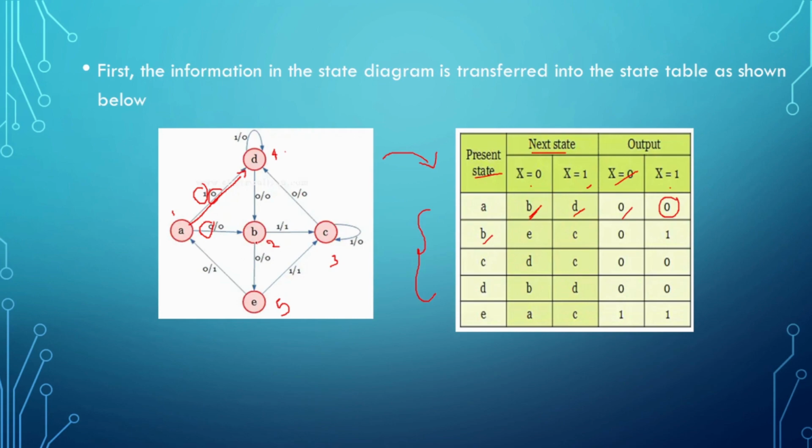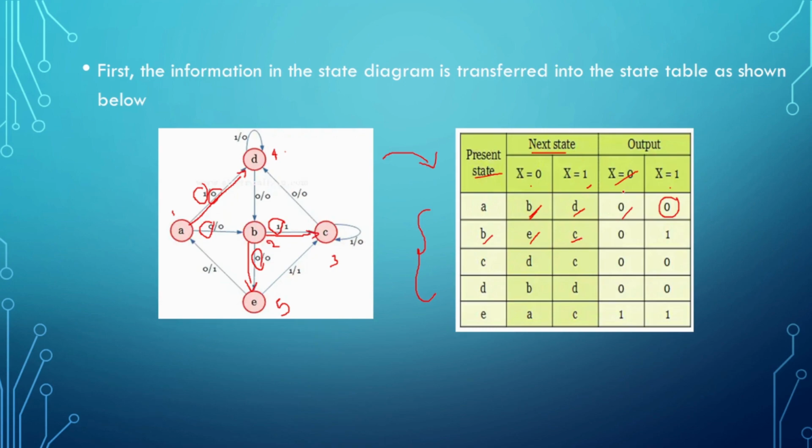Now B is the present state. When input is given as 0, what will be the next state of B? See here, the forward directed line indicates the E state. So you need to write this E here when input is given as 0. When input is given as 1, what will be the next state of B? That is C. See here, the forward direction arrow mark is mentioned here. So you need to write C.